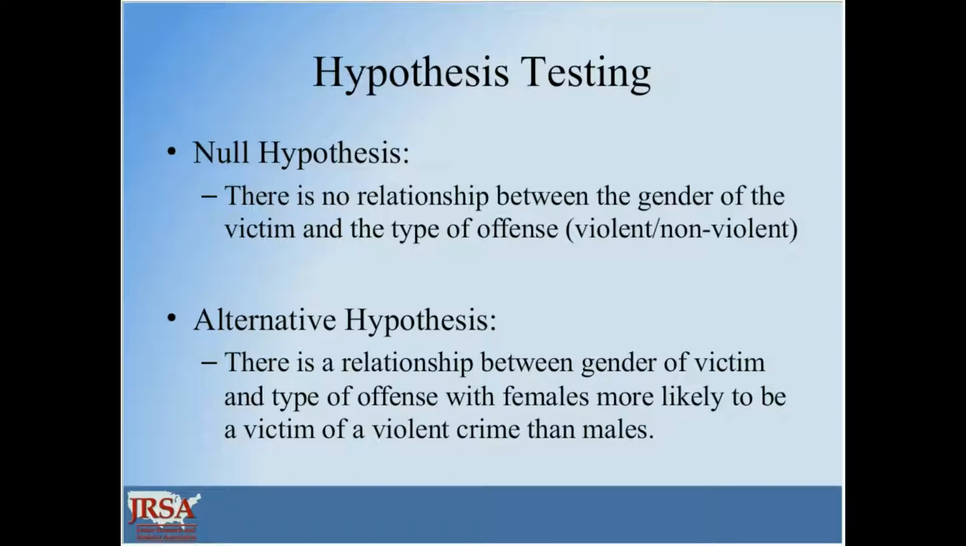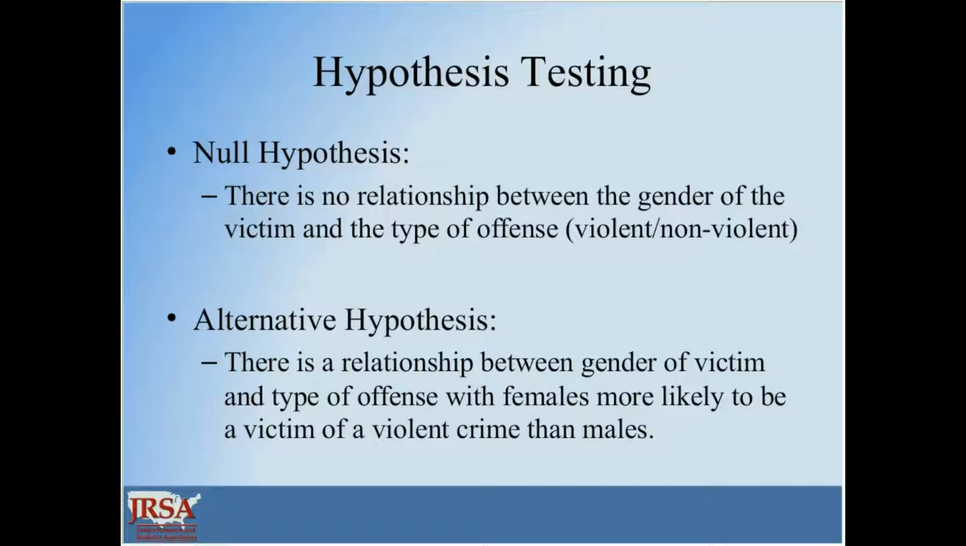So before I go any further, though, I wanted to take a moment to establish a null and alternative hypothesis. Our two measures of interest, again, are sex of victim and nonviolent or violent victimization type. Our null hypothesis is that there is no relationship between these two measures.